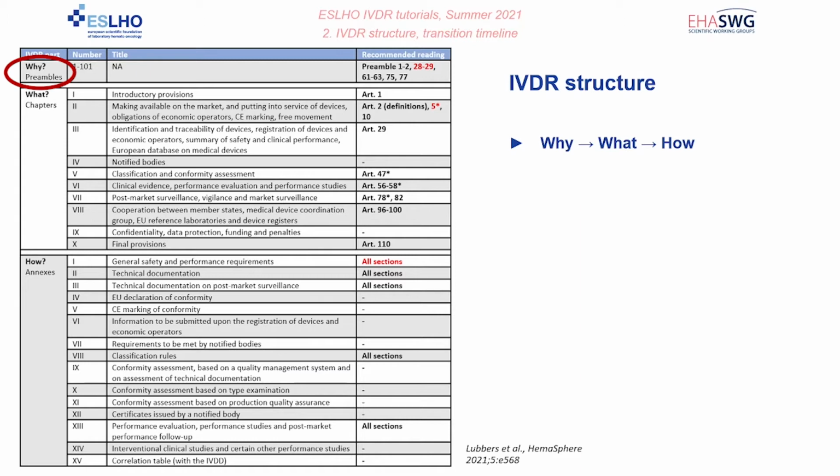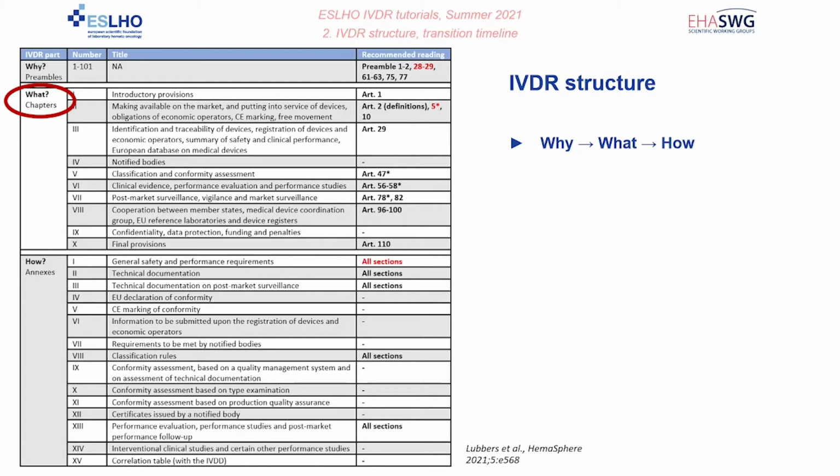The first part, with the preambles, describes the intentions, the why of the regulation. Then there's the central part, the chapters, that describe the requirements, the what. So, what do the manufacturers, labs, and others have to do? For example, Chapter 4 on requirements that notified bodies need to meet, Chapter 5 on classification of IVDs and the conformity assessment process, Chapter 6 on clinical evidence and performance evaluation, and Chapter 7 on post-market surveillance, vigilance, and market surveillance.